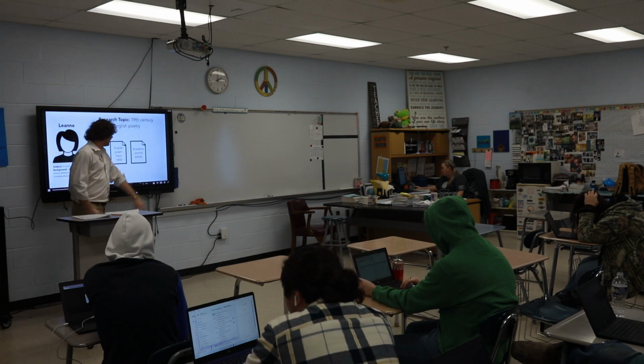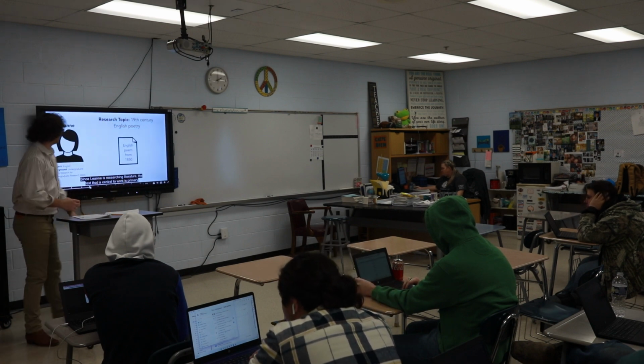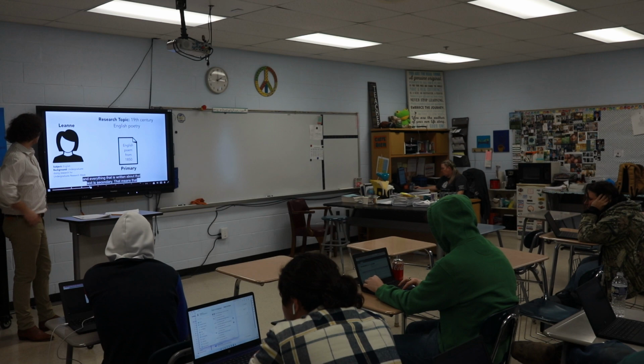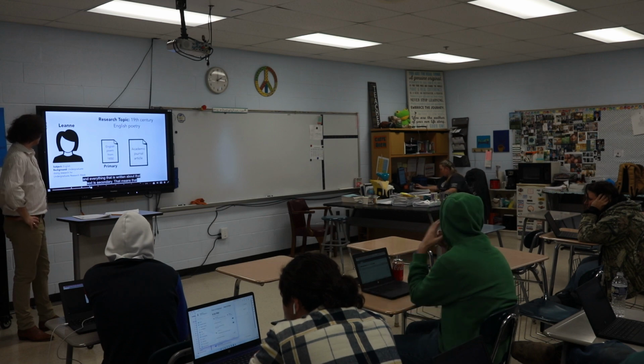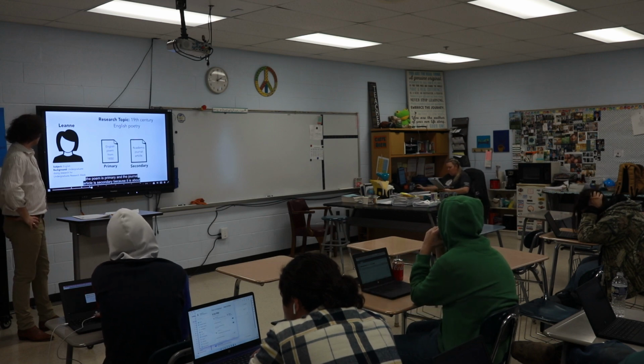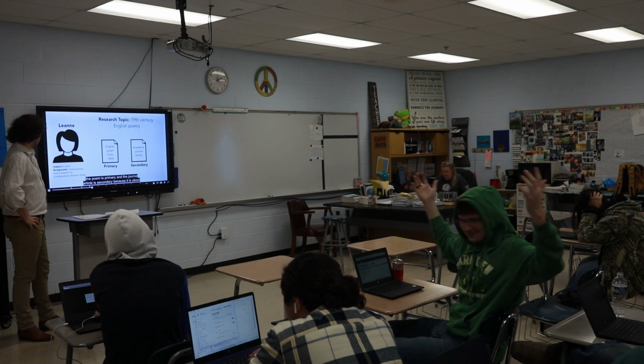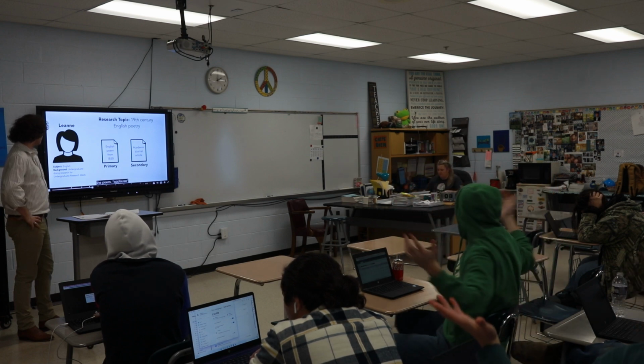In research in literature, the text that is central to her work is primary, and everything that's written about that text is secondary. That means that the poem is primary and the journal article is secondary because it is about the poem.